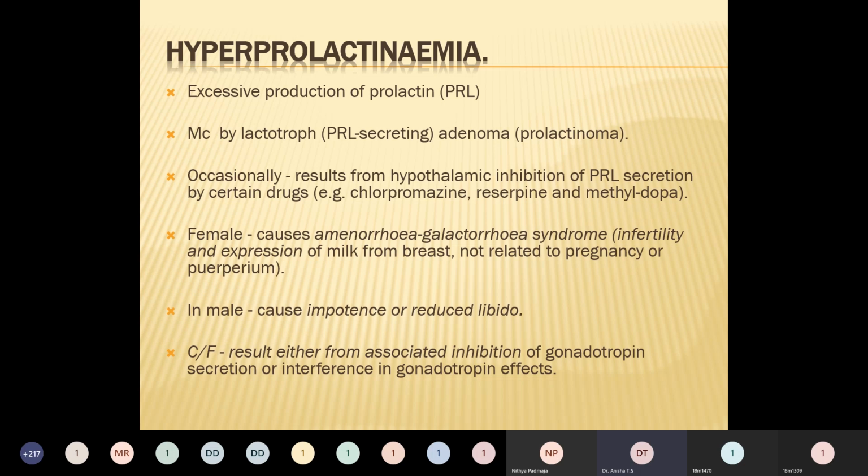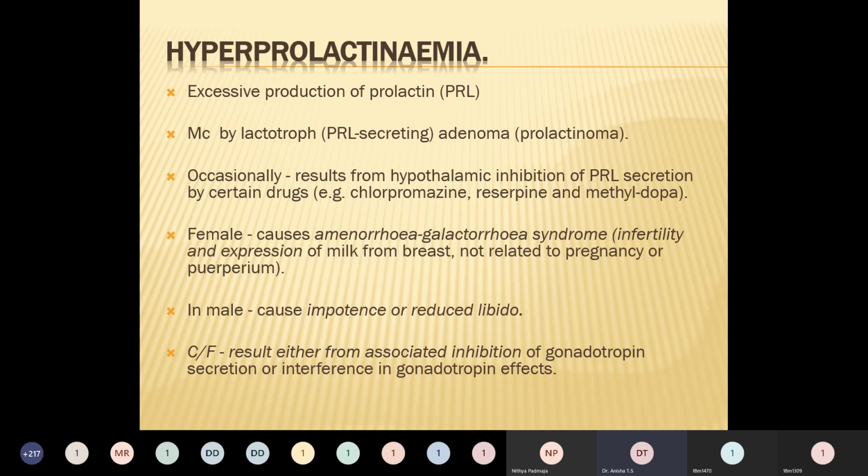Hypersecretion. What happens when there's excess secretion of prolactin in females? Okay, it causes something called amenorrhea galactorrhea, meaning they won't have regular menses, they'll have infertility, but they'll start expressing milk from the breast. Okay, this has nothing to do with pregnancy or postpartum.